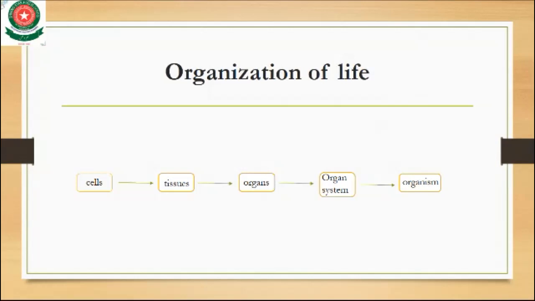Cells. When cells join, they make a tissue. In the first lecture, we learned that when cells join, they make tissue. In the second lecture, we learned that when tissues join, they make organs, and we will learn about the different types of organs and tissues. In the third, we will learn about the organ system. In the fourth, we will learn about the organ systems. Okay. Here we end our chapter number one.